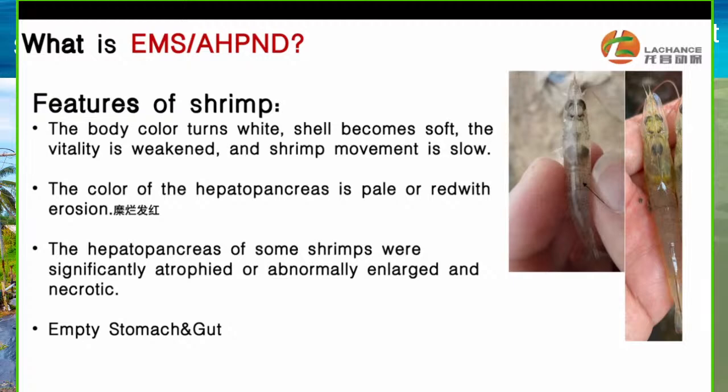What's more, the pancreas of some shrimps is significantly atrophied or abnormally enlarged, bigger than before, and also necrotic. That is what we can observe by our eyes to check shrimps' pancreas. And the shrimps will appear with an empty stomach and gut, just like the pictures I share. The shrimp's stomach is without feed, and the shrimp's intestine is also without feed. So those are the features of the shrimp when the shrimp gets HPND. Hope it's helpful for you guys.